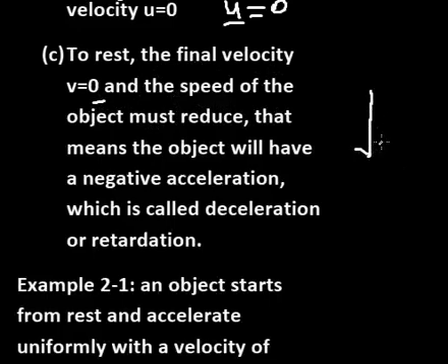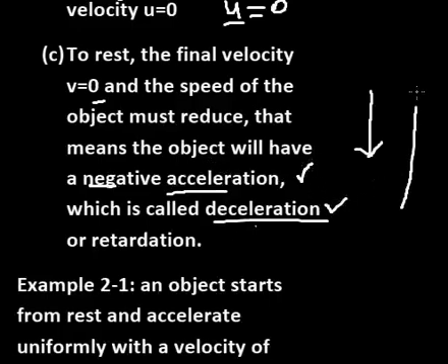Do you understand? The speed will reduce. Slowing down process in linear motion is what is known as deceleration. Why? Because it is negative acceleration. Deceleration and acceleration, they are the same, but just their opposite. Acceleration is when an object is actually speeding up, all right?